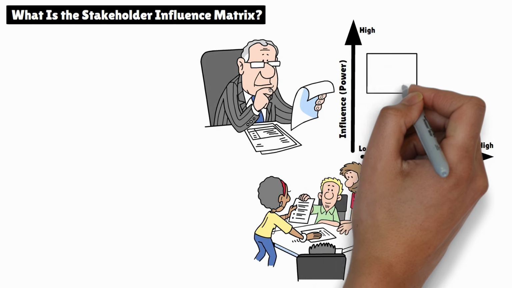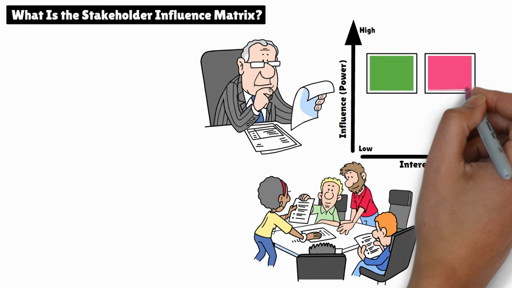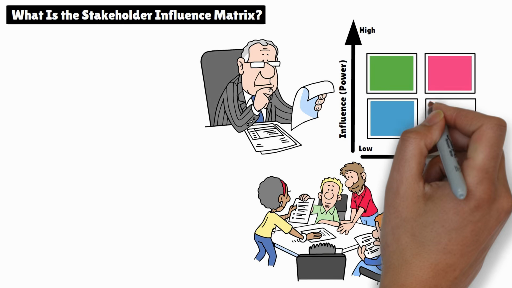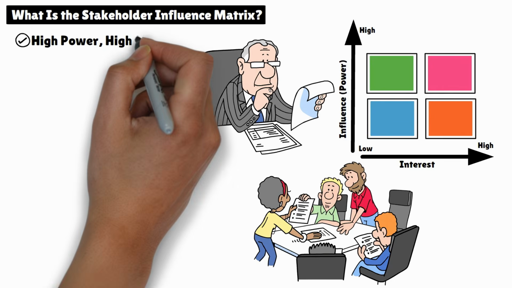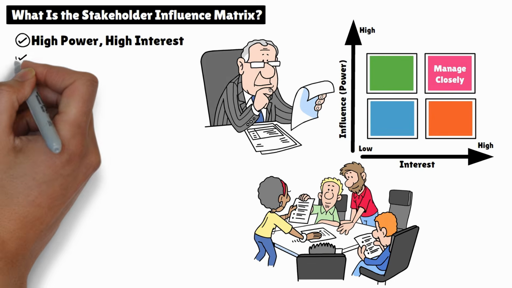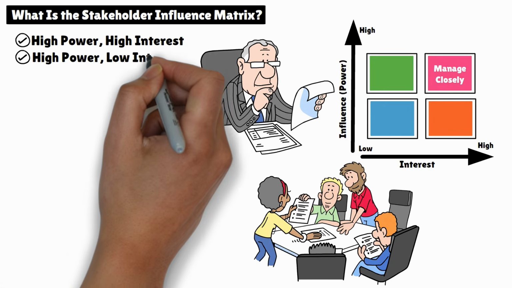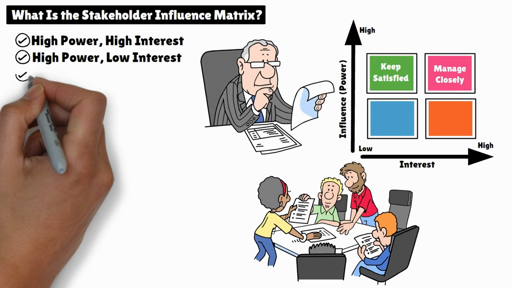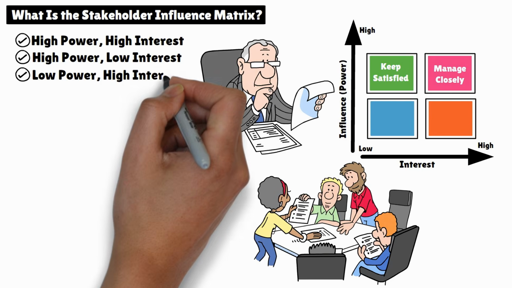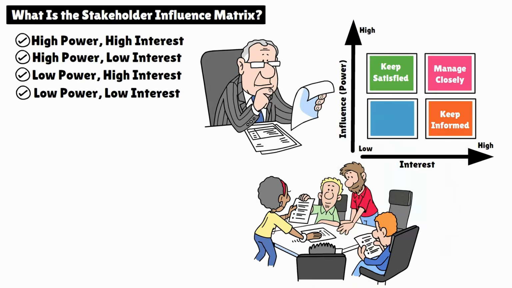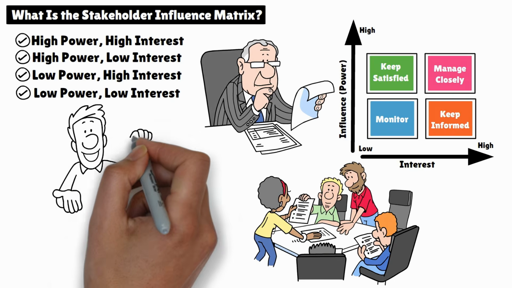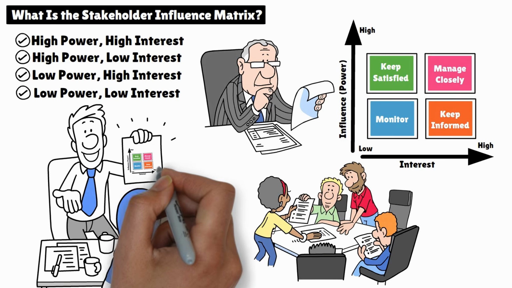By mapping stakeholders along these two dimensions, you can classify them into 4 quadrants, each with a recommended engagement strategy. High power, high interest, manage closely. High power, low interest, keep satisfied. Low power, high interest, keep informed. Low power, low interest, monitor with minimal effort. Let's go through each one and the action you need to take for each group.